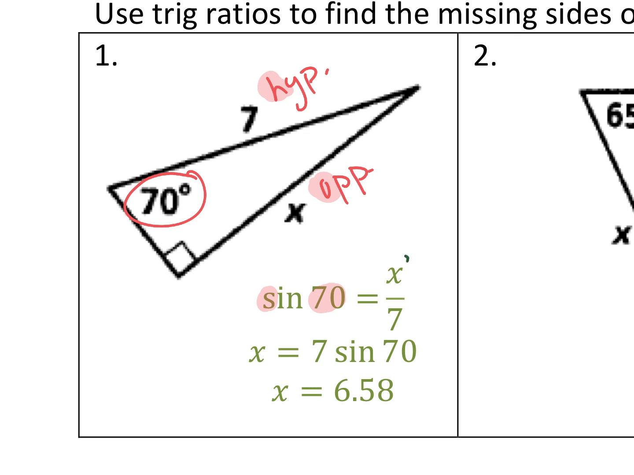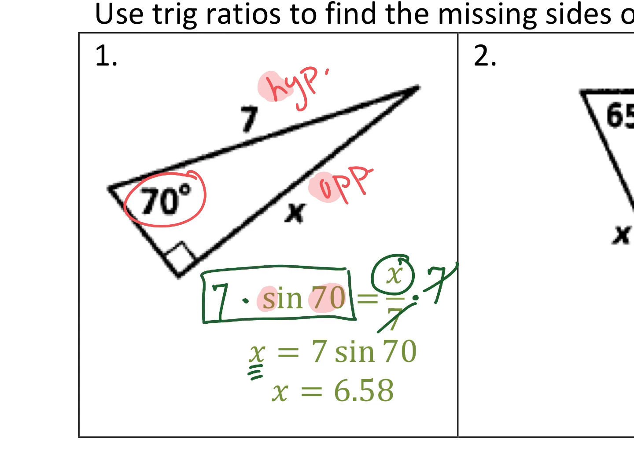In this case, to get x all by itself, you had to undo the division by 7. So you had to multiply both sides by 7. These 7s undo each other. That gets this x all by itself. And so what we're typing into our calculator is the sine of 70 degrees times 7. Or you could just do 7 times the sine of 70. And we get, for this side here, about 6.58 as the final answer.